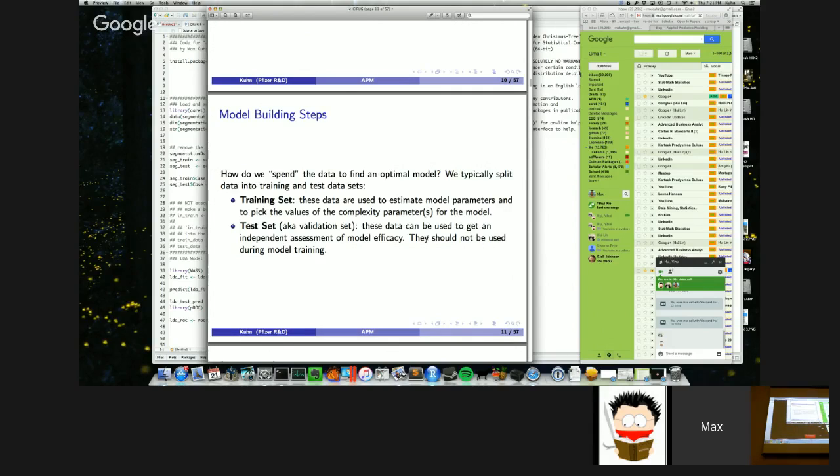And then there's a test set. Some people will call it a validation set, depending on the era that they started doing this. But that's really a set of data that's reserved to get an independent assessment of how well the model works. So what you don't want to do is keep fitting dozens and dozens of models and using the same test set to evaluate performance, because if you do that, then you're using the test set as part of the training process.